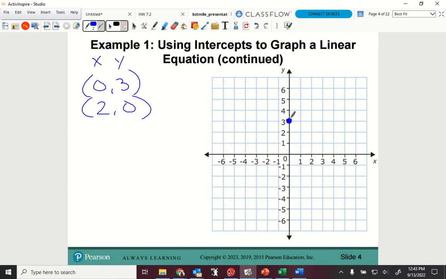Now, I'm going to do the same thing again, but for the second one. So the second one starts off here at 2. Now, what am I going to do with the 2? To the right. Go to the right 2, right? Now, do I go up or down? No. It goes up 0, right? So, right there. Now I have 2 dots.